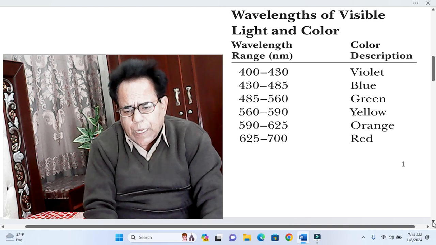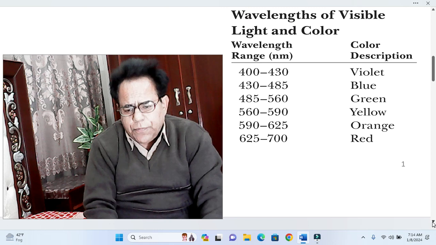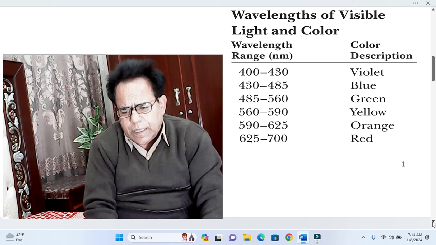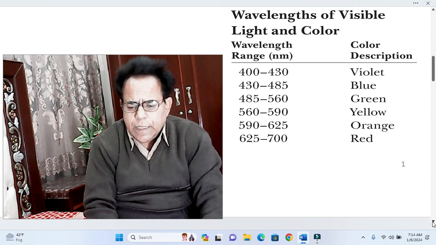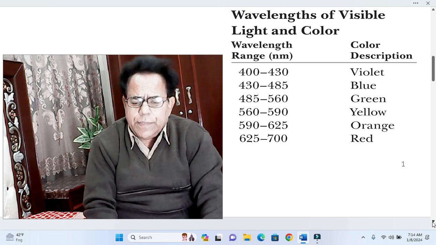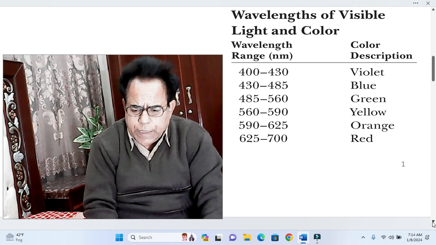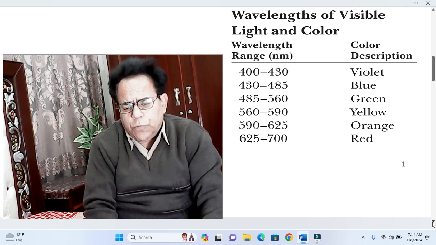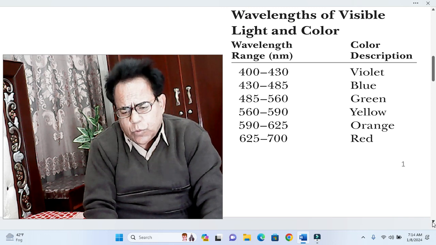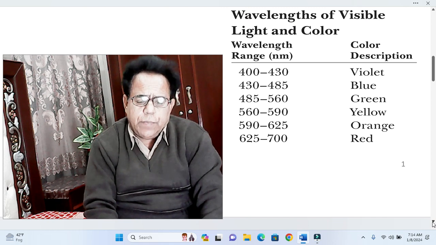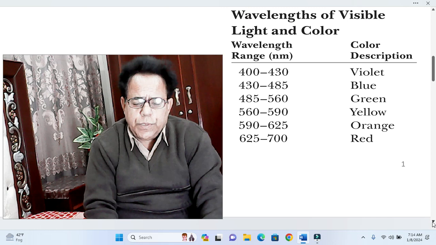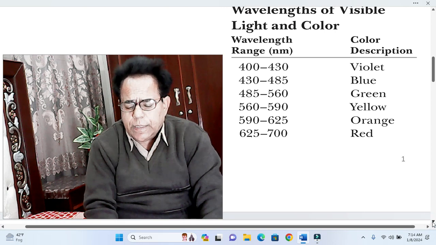From 400 to 430 nanometer, color is violet. From 430 nanometer to 485 nanometer, color is blue. From 485 nanometer to 560 nanometer, color is green. From 560 nanometer to 590 nanometer, color is yellow. From 590 nanometer to 625 nanometer, color is orange, while from 625 nanometer to 700 nanometer, color is red.